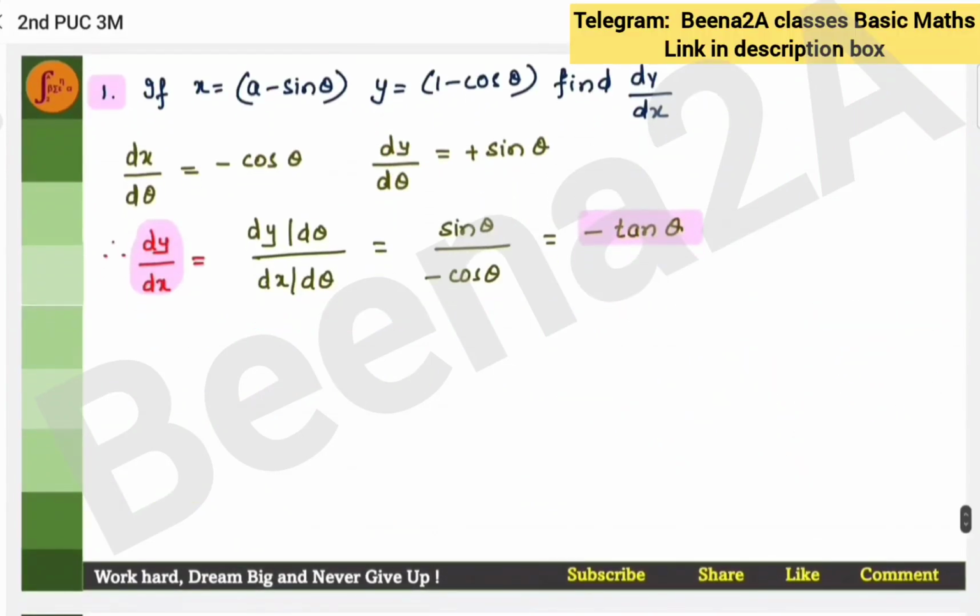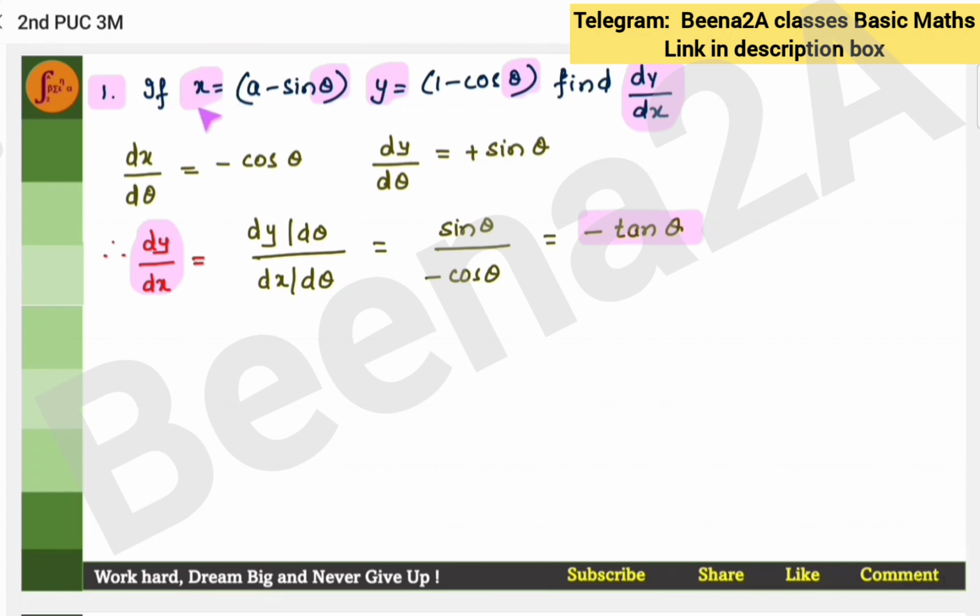Let's go through the problems. Parametric function means you have 3 terms. You have x, you have theta, you have y, you have theta. So you have 3 different parameters, right? So that's why it's called parametric. You're trying to find dy by dx, but you have theta here as the term.